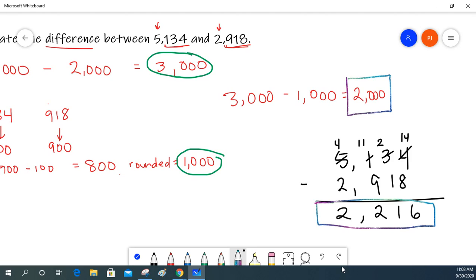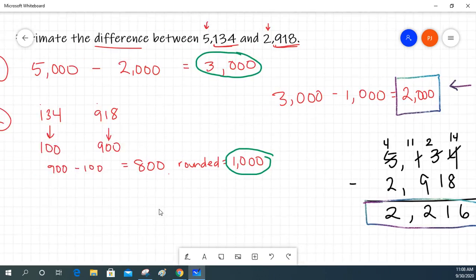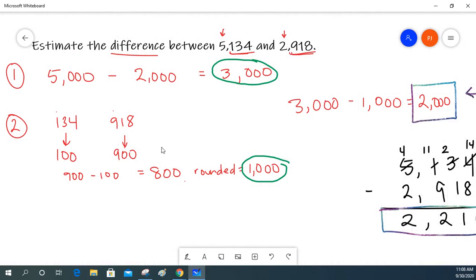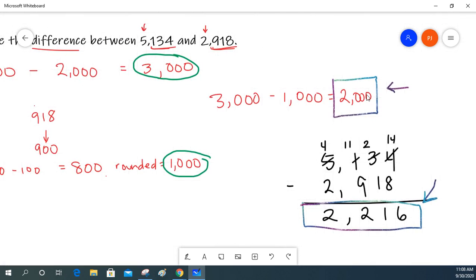If I subtract those numbers, my estimating number of 2,000 is pretty close to my actual difference of 2,216. So depending on which way you found easier, you might want to try estimating using front-end estimating, where we take the value of the first digit and then we find the sum of the leftover and we round in order to find our estimated answer.